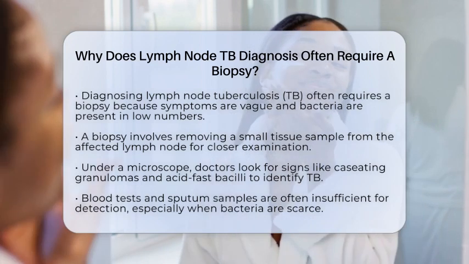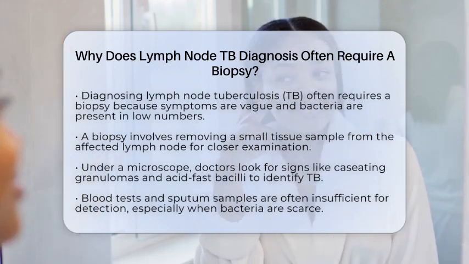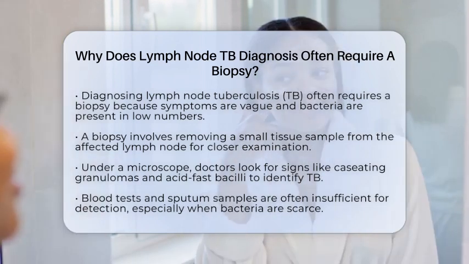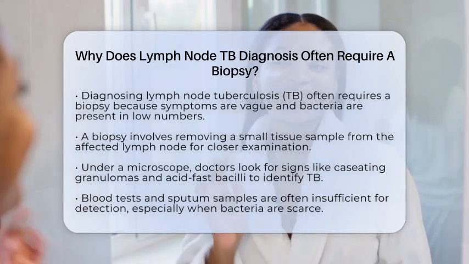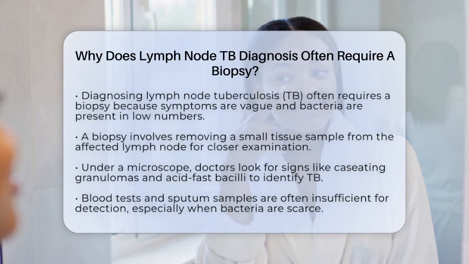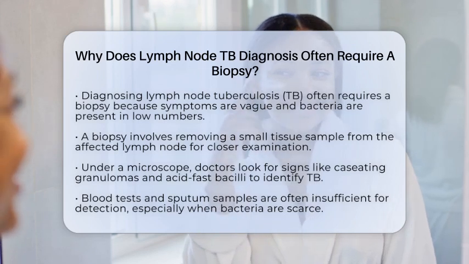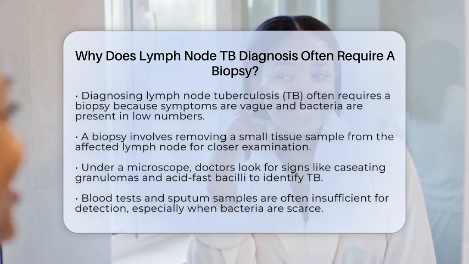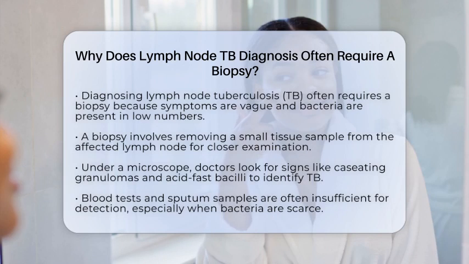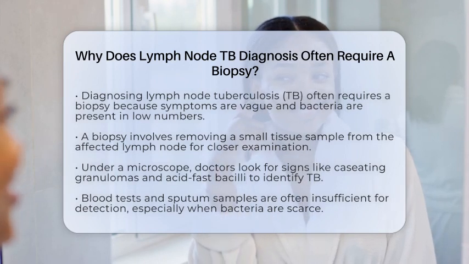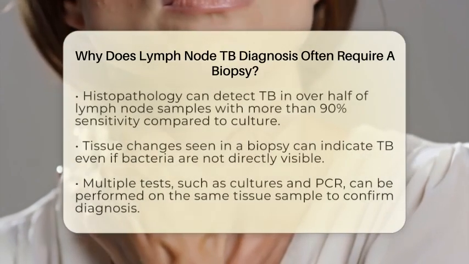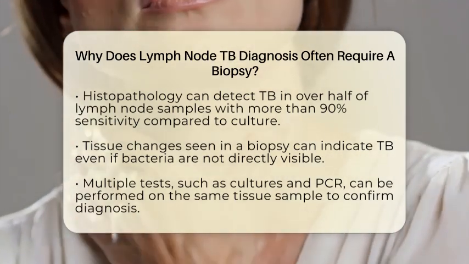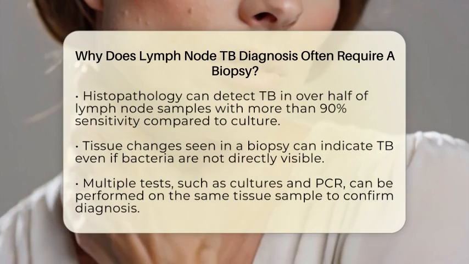A biopsy involves removing a small piece of the affected lymph node. This tissue gives doctors a closer look at what's happening inside. When they examine it under a microscope, they look for specific signs of tuberculosis, such as caseating granulomas, which are areas of tissue death surrounded by immune cells. They also try to find acid-fast bacilli, the bacteria that cause TB. These features are often not visible through blood tests or sputum samples, especially when the bacteria are scarce.